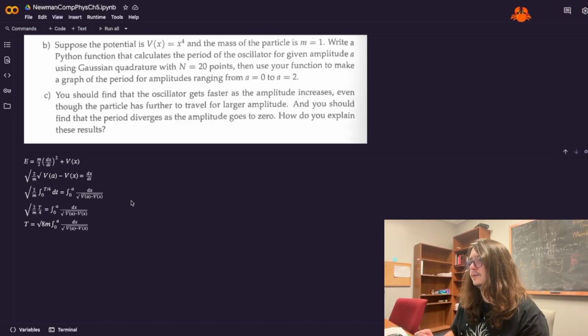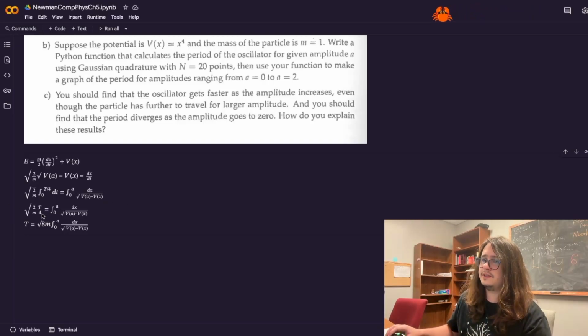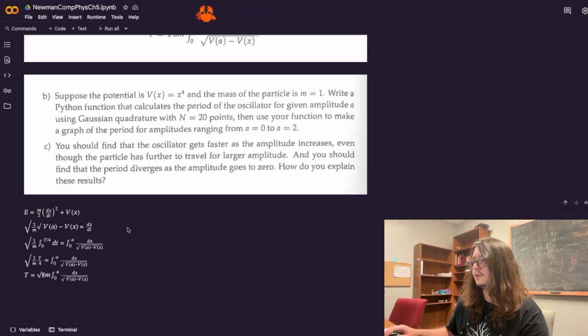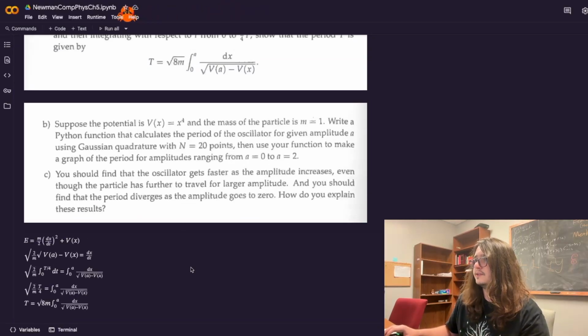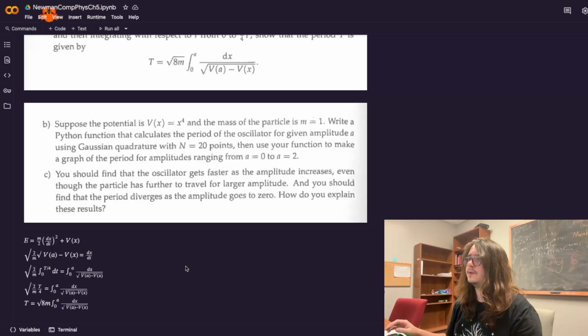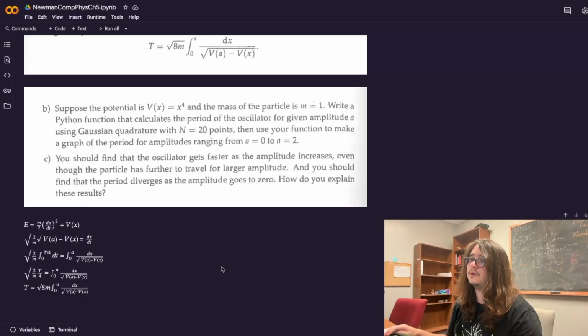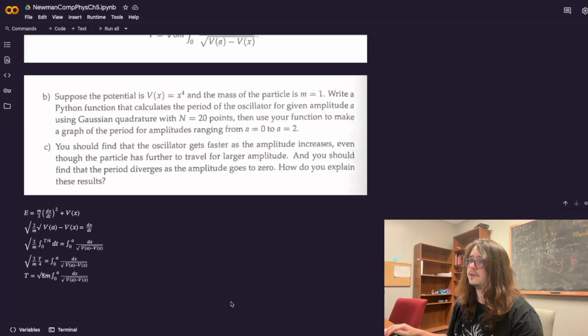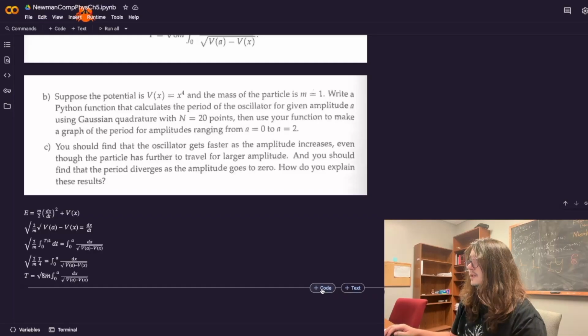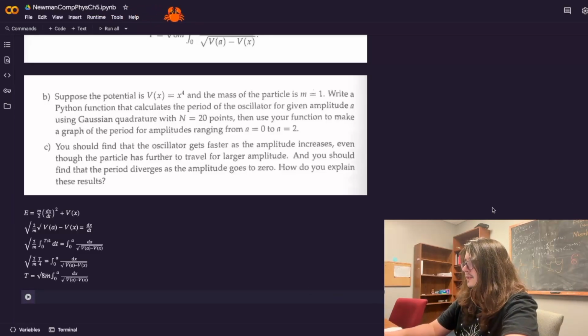and then you do the integral on the left-hand side, which is just going to give you T/4, and then you simplify a bit to solve for T. You get root 8m, integral from 0 to A, of dx over the square root. So the rest of this problem is to do that integral via Gaussian quadrature and plot, on a range of amplitudes 0 to A, the result of T. This is going to be actually very similar to the last problem.